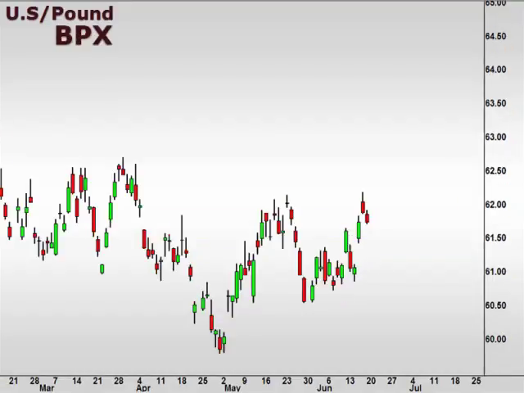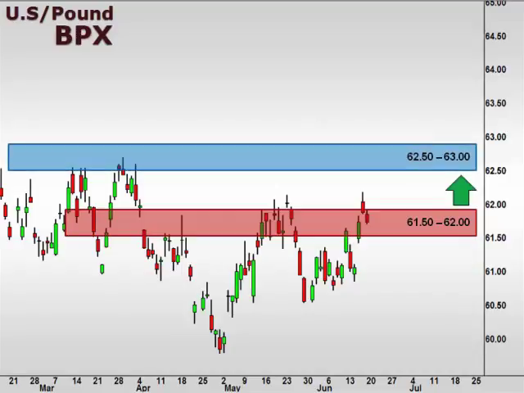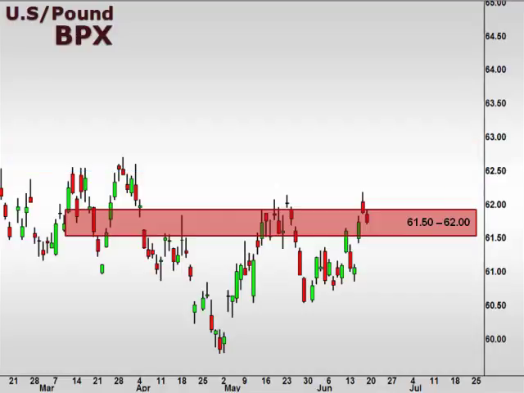Next up, the BPX, the U.S. versus the British pound. Well, the BPX hit resistance at 62 and closed the week lower. Failure to hold support at 61.5 lends credibility to a retest of the 60.5, 61 range. A break above 62 opens the window for a continuation to the upside towards 63.